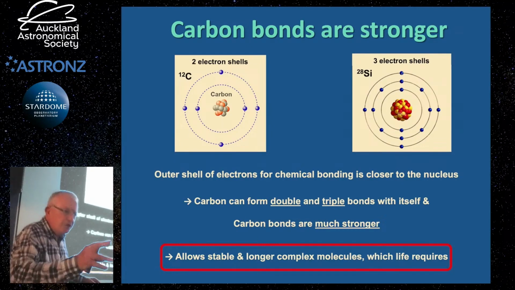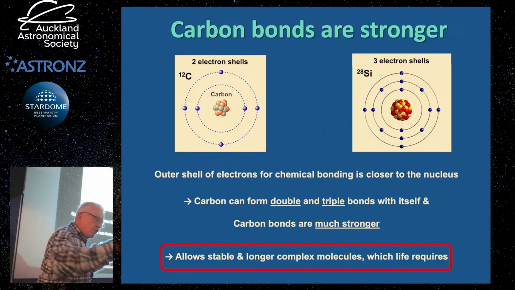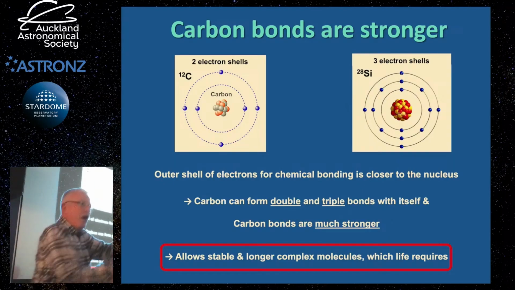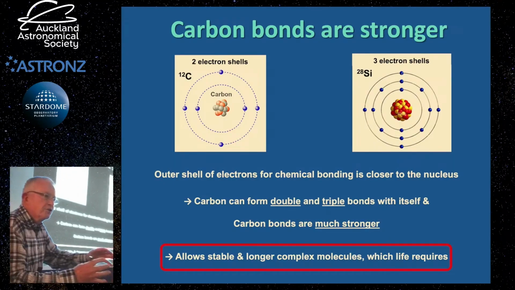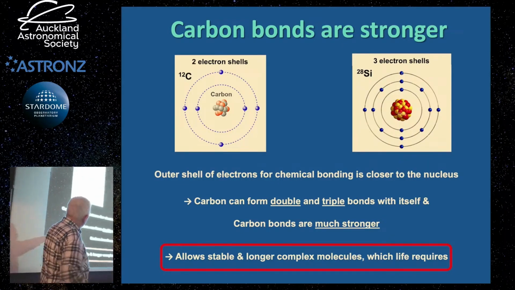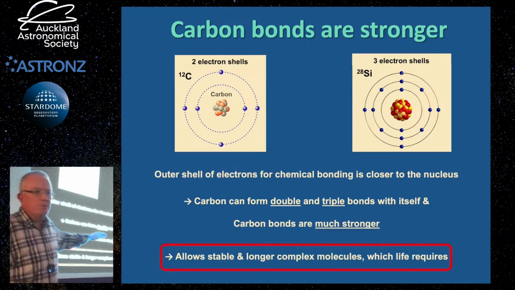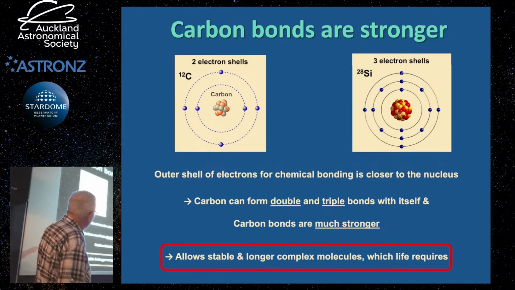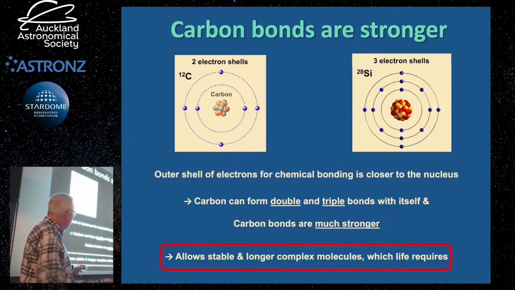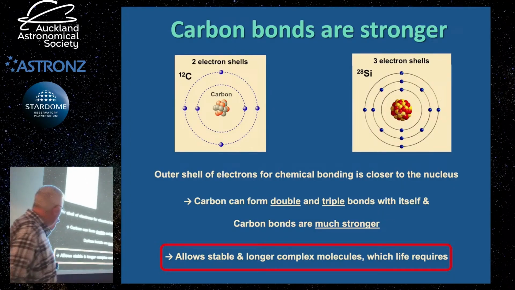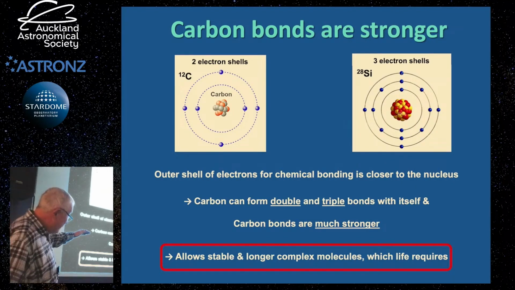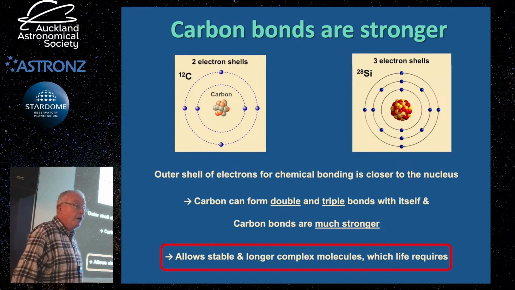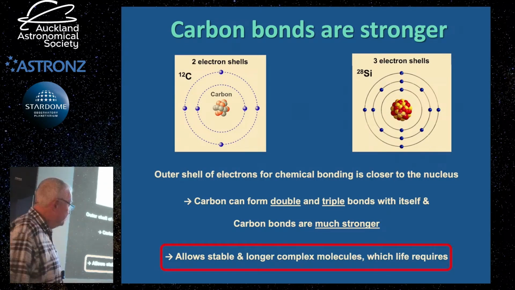And just for you more technically minded, because you're closer to the nucleus, the lobes of your P orbits are much smaller and they overlap each other a lot stronger. And it's for that reason that carbon can form double and triple bonds with itself, which is not so easy to do with silicon because those P orbits are so much bigger and they can't overlap so well. So carbon bonds are much stronger, which allows stable and longer complex molecules, which, as you'll see, life requires. And you're going to see some diagrams shortly.